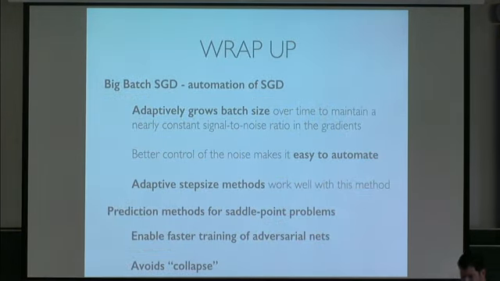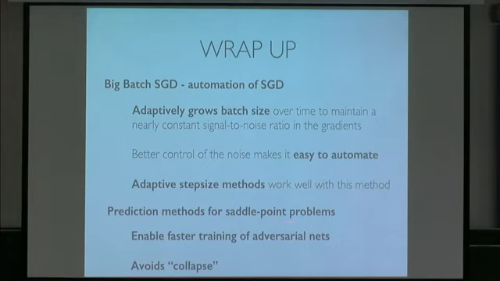Okay, so to wrap up, I talked about two different topics. I talked about big batch SGD. Big batch SGD uses a method of adaptively growing batch sizes over time. By doing that, we can avoid this issue of vanishing step sizes. So we don't have to let our step sizes go to 0 anymore. That also allows us to use things like Barzilai-Borwein methods and Armijo line search methods to automate stochastic gradient methods.